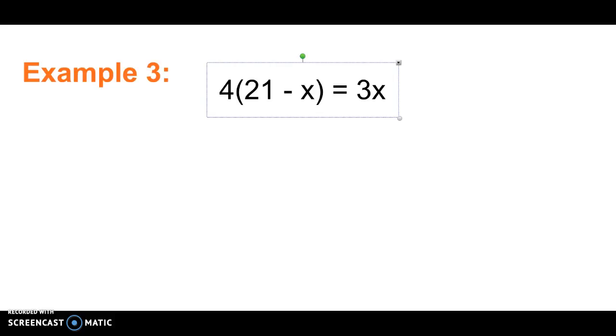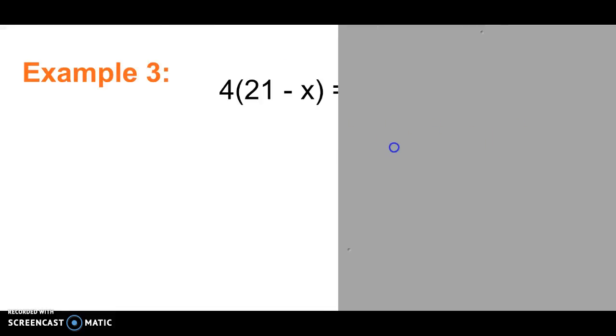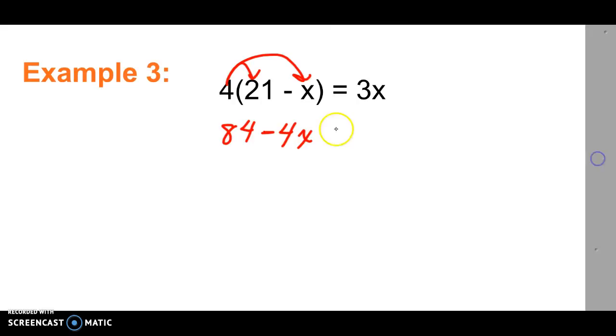Now look at this one. This one's a little bit different, whereas before I can even start to get my x's on one side, I have to simplify the distributive property. So I'm going to just look at the one side here, and I'm going to simplify. I'm going to distribute the 4 to everything in parentheses, and I have 4 times 21 is 84 minus 4x. Now I have equals 3x.